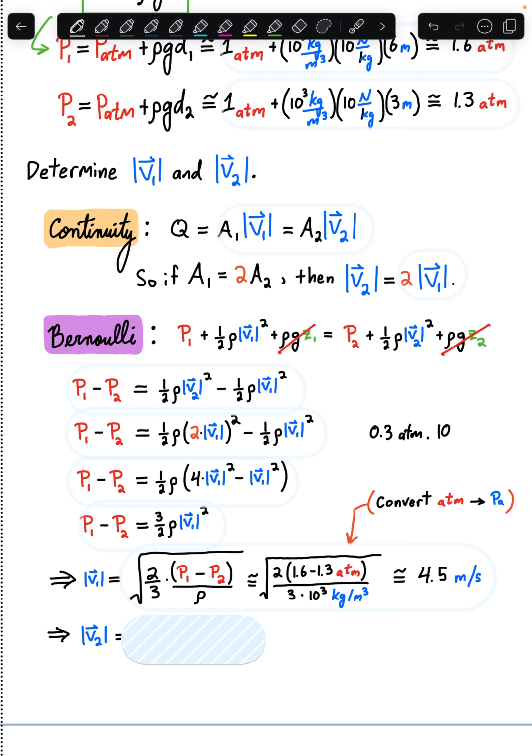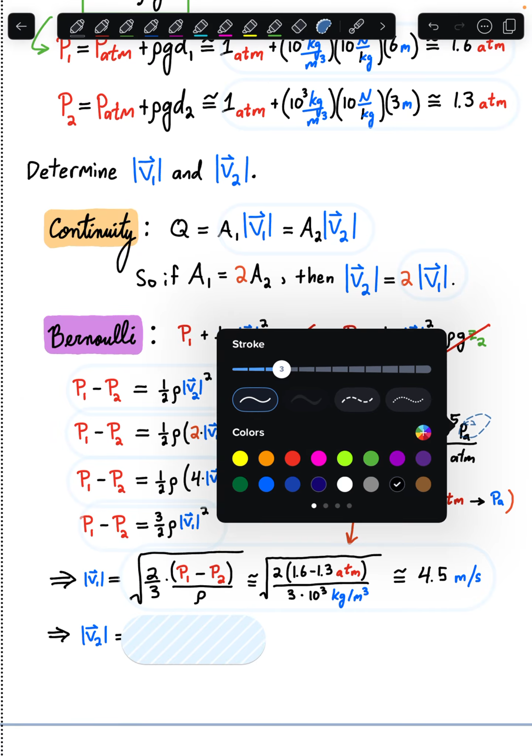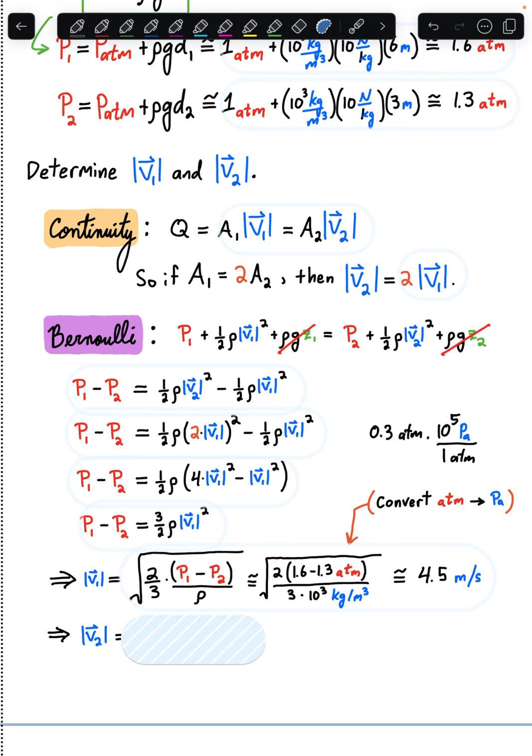And that is equivalent to, well, we know that there are about 10 to the 5th pascals in 1 atmosphere, where pascals is the same thing as newtons per square meter. That's our SI unit. So that'll be 0.3 times 10 to the 5th is what we would put in here. So 2 times 0.3 times 10 to the 5th divided by 3 times 10 to the 3rd, and square root gets us the speed at gate 1.